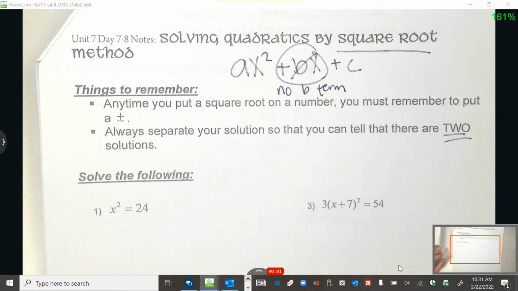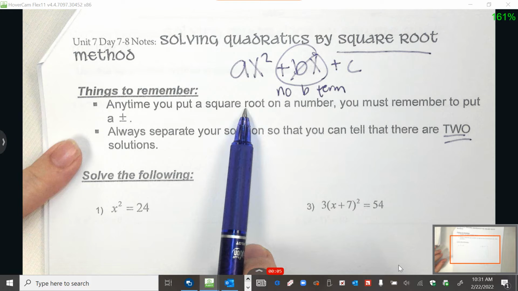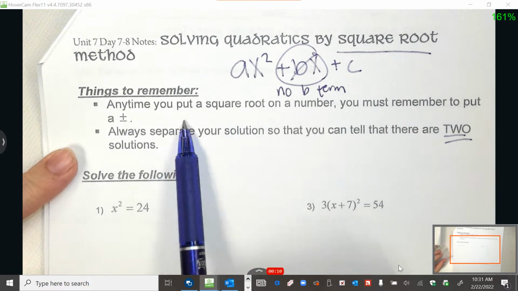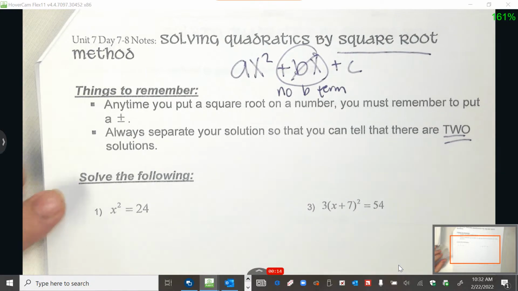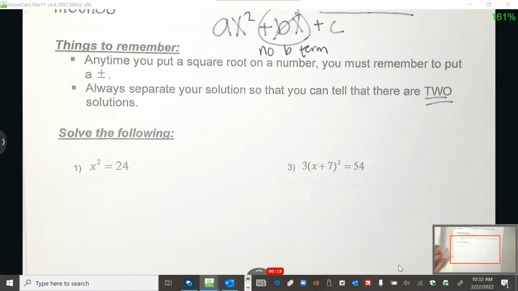The square root method is used when there's no b term. Always put a plus and minus in front of your square root because you don't know. A double negative is always positive and positive is always positive, so you don't know what was in there. Always separate your solutions because there are two. Okay, so what I was saying is that sometimes they will look exactly the same, and sometimes they're going to be completely different numbers. So that's what we're going to talk about.